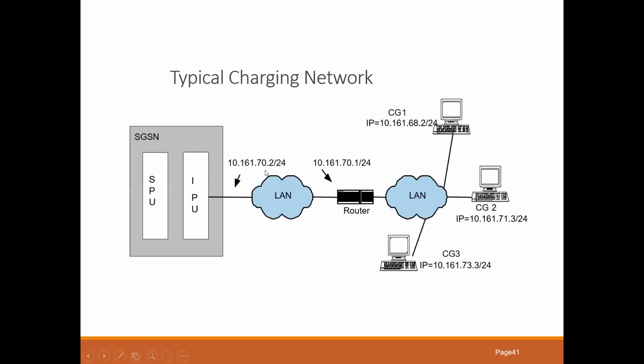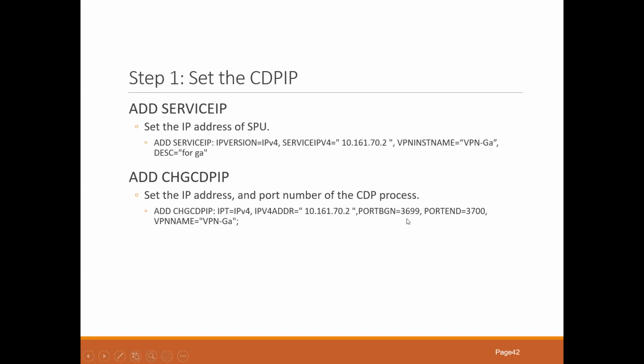Okay, so this 70.2 is this IP address. And this is your begin port, and this is your end port. So you need to specify the port along with the IP address. Usually your service IP address and the CHG CDP IP address are the same. Sometimes it can be different, but usually the service IP address and the charging CDP process IP address are the same.